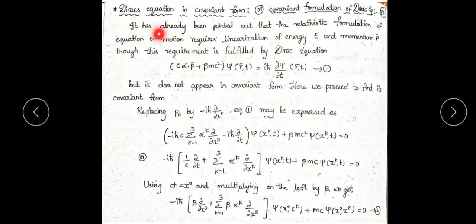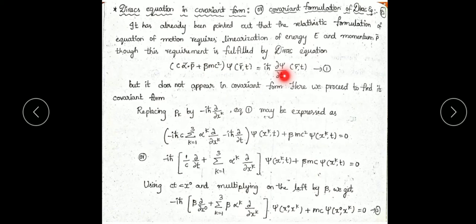It has already been pointed out that the relativistic formulation of the equation of motion requires linearization of energy E and momentum P, though this requirement is fulfilled by the Dirac equation. In the process of relativistic formulation of the equation of motion, which requires linearization of energy and momentum, energy and momentum must be in linear form, that is the Hamiltonian.